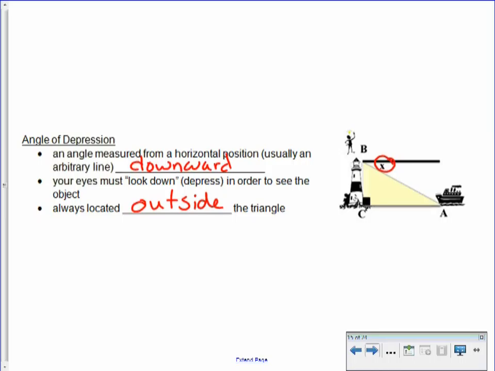Now, the good news is, how is this angle of depression related to this angle inside here? Doesn't bisect. That's a good thought. What is this total angle here? It's 90. If we know this one, then we can subtract from 90 to get the other one. So they're complementary. Okay. So elevation is up, depression is down. Elevation is inside, depression is outside.